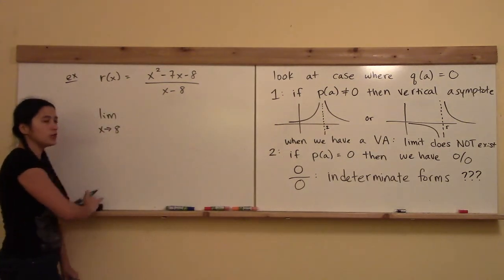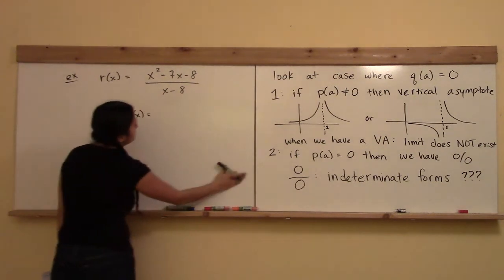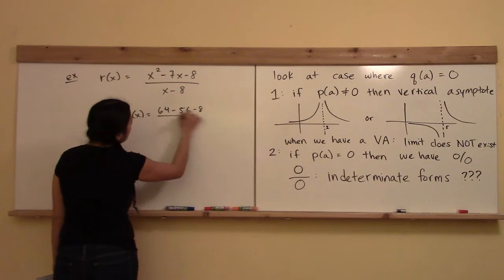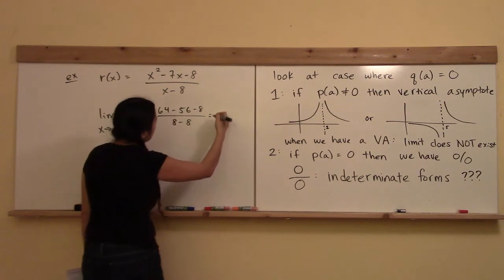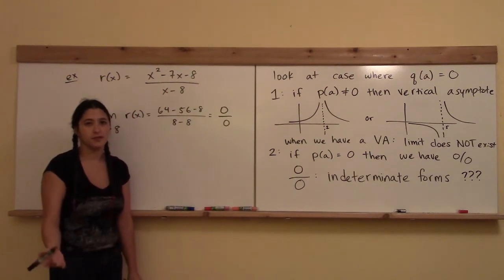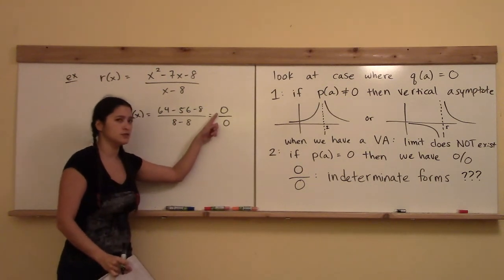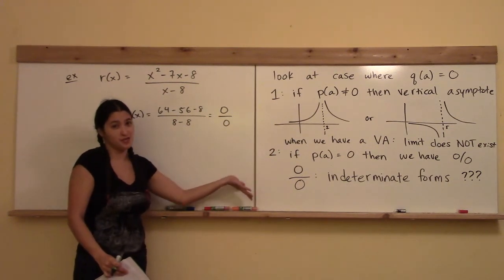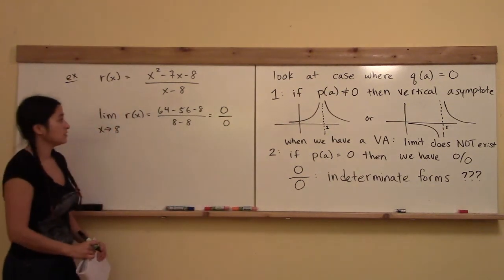But now, for example, let's try the limit as x approaches 8, okay? So, of r of x, I'll just plug in the numbers here. Let's see, we got 64 minus 56 minus 8, and then we get 8 minus 8. Hey, wait a minute, 0 over 0. That's right. That's the other case I'm talking about, when you get the 0 on the bottom, but you also get the 0 on the top. I don't know what it is. It could be any real number right now, and it needs further investigation. It's an indeterminate form. Okay?